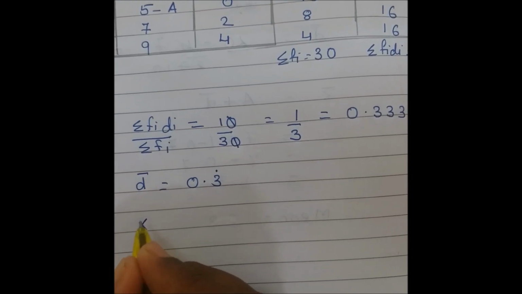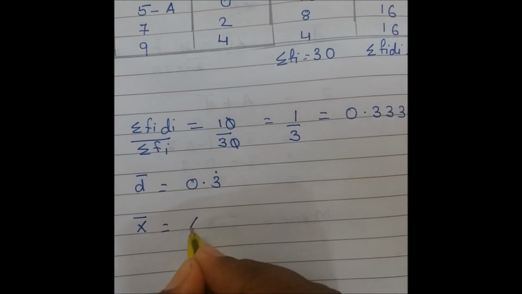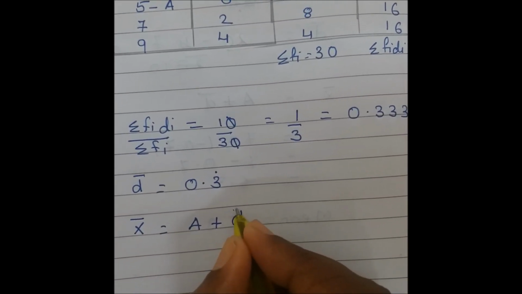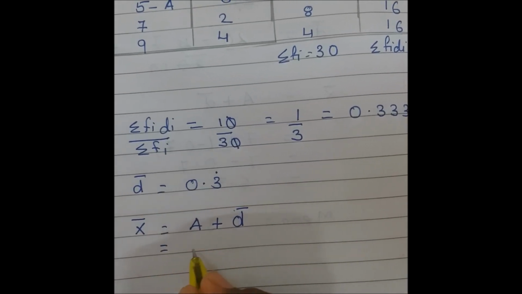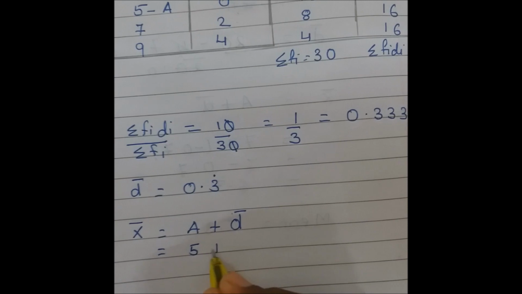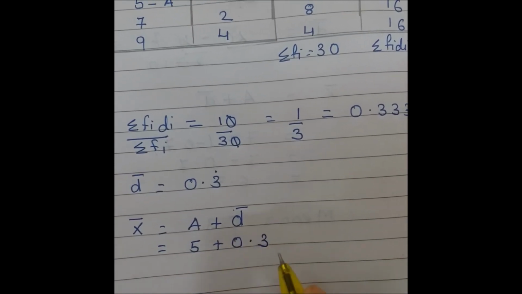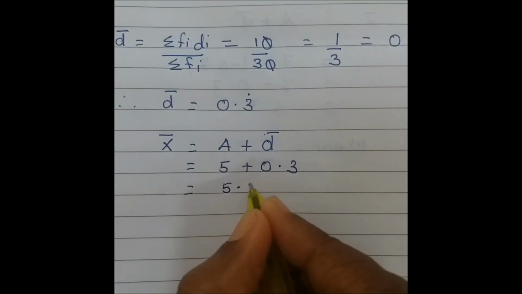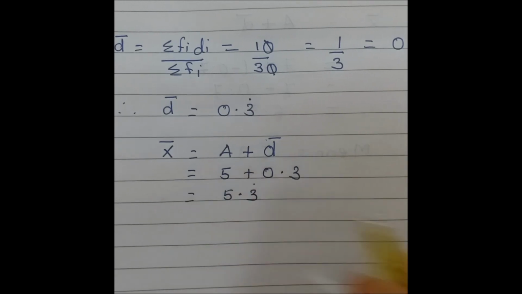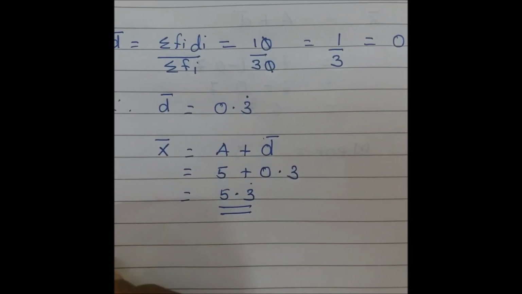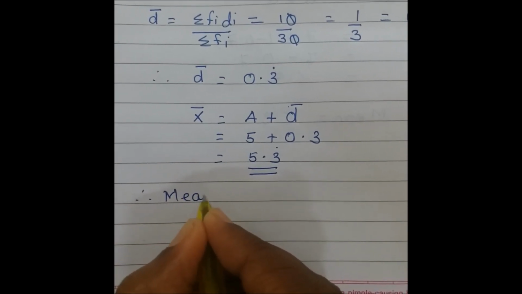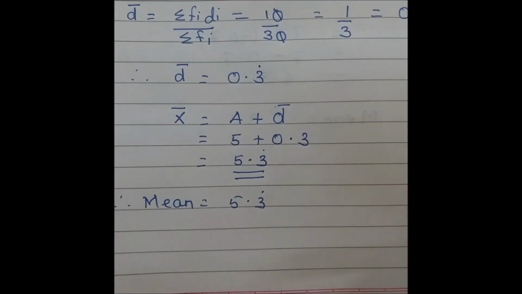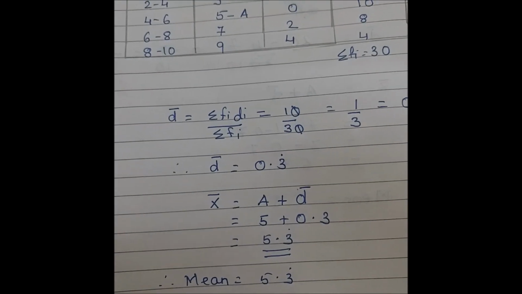Now we have to find x bar. x bar is equal to A plus d bar. Your A is what we have considered, 5, plus 0.3 recurring. So the answer is equal to 5.3 recurring. Therefore, mean is equal to 5.3 recurring. Hope you have understood these sums, both the sums.